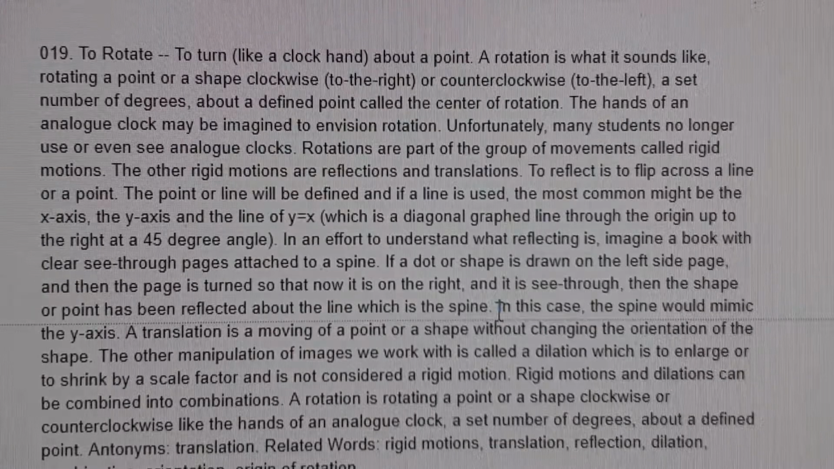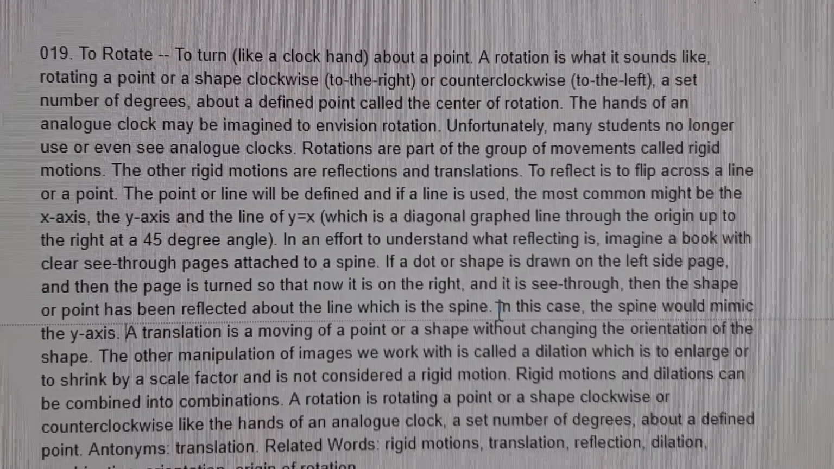A translation is a moving of a point or a shape without changing the orientation of the shape. The other manipulation of images we work with is called a dilation, which is to enlarge or to shrink by a scale factor, and is not considered a rigid motion. Rigid motions and dilations can be combined into combinations.